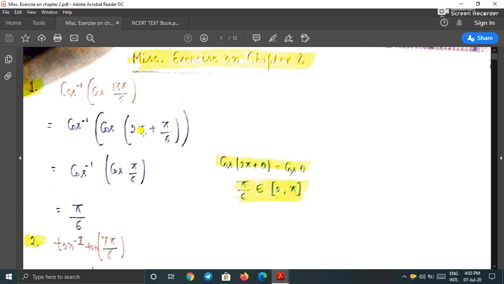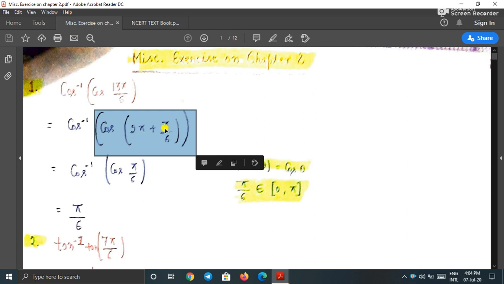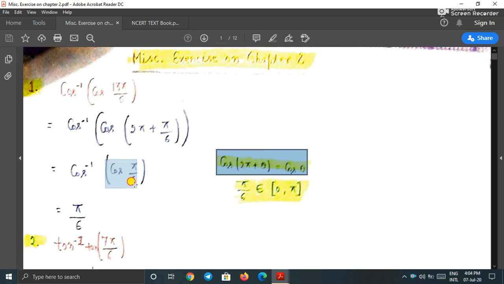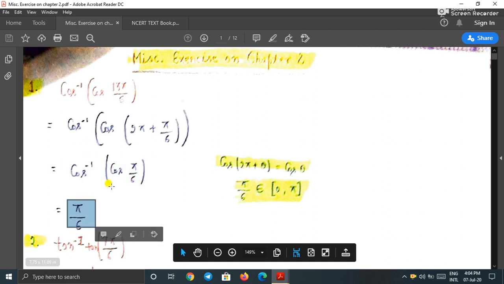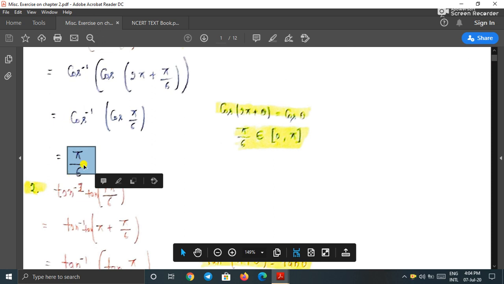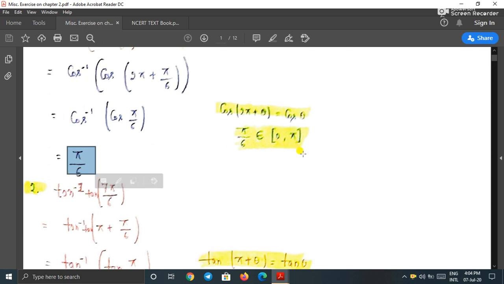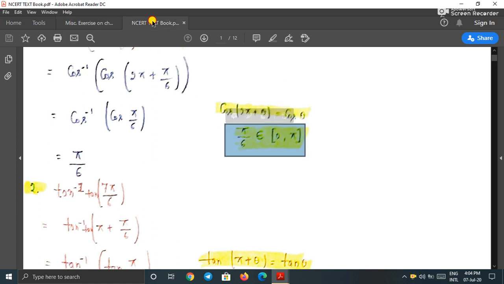This problem is solved in such a way. 13 pi upon 6 can be rewritten as 2 pi plus pi upon 6, because when we add 2 pi and pi upon 6 we get 13 pi upon 6. Cos of 2 pi plus theta is equal to cos theta, so it is equal to cos pi upon 6. Now we have cos inverse cos pi upon 6. By the properties of inverse trigonometric functions, your answer will be pi by 6, and pi by 6 is in the principal value range. Now see the next problem.